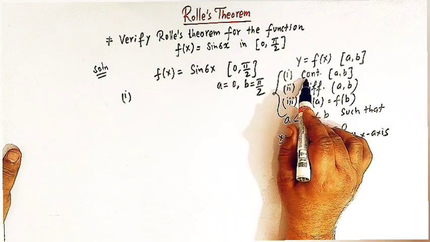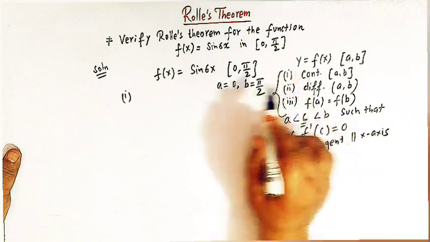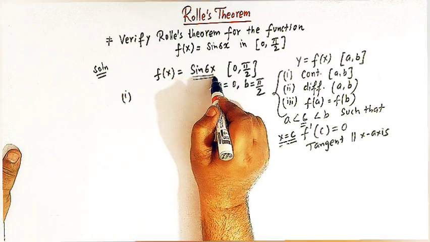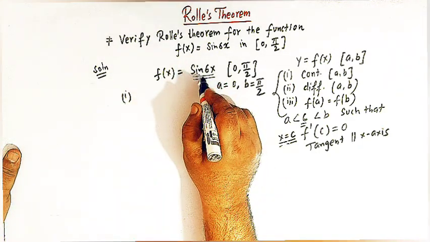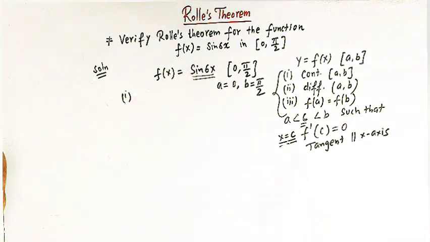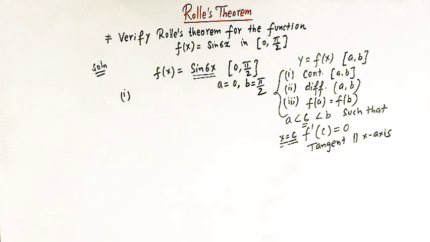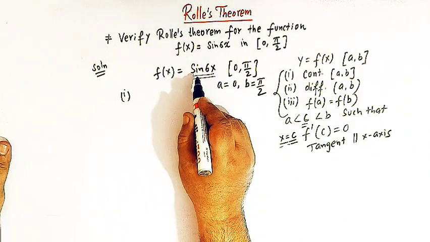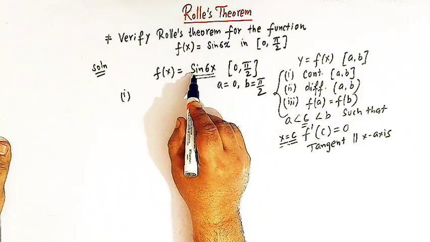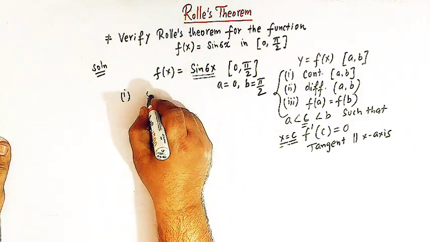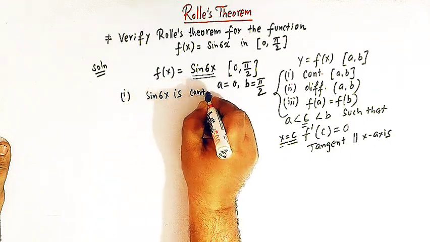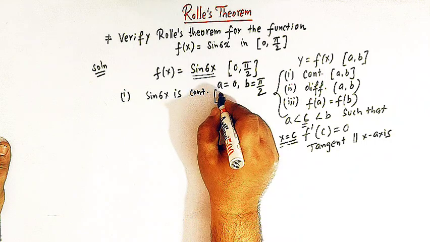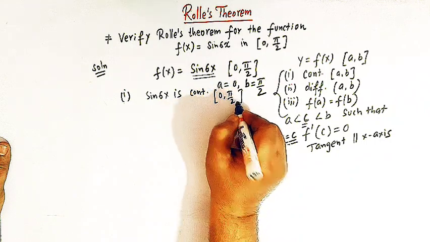The first condition is continuity. Now this is a sine function, and we know that the sine function is a continuous function in its entire domain. So here sin 6x is continuous in the interval that is 0 comma pi by 2.